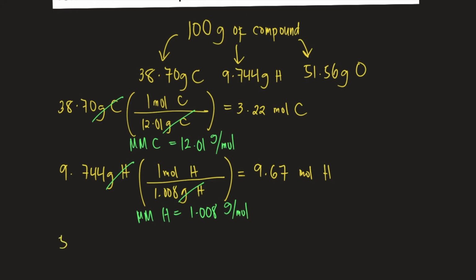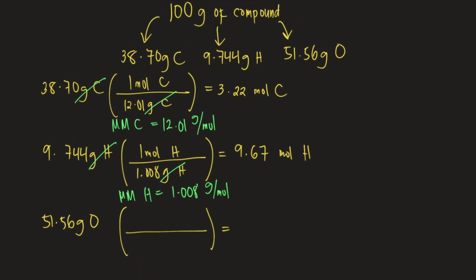And finally, we compute for the moles of oxygen. We are given 51.56 grams of oxygen. The molar mass of oxygen is 16 grams per mole. So you put 16 grams at the bottom, and on top you put 1 mole of oxygen. So grams of oxygen will cancel, and now you have moles of oxygen. If you solve this in your calculator, moles of oxygen is equal to 3.22 moles.